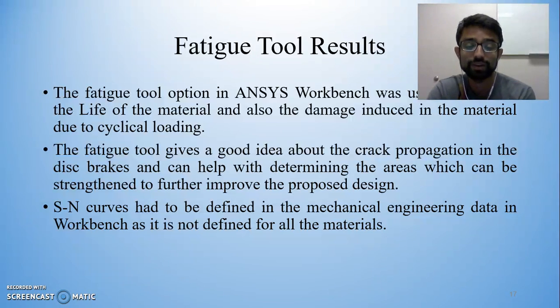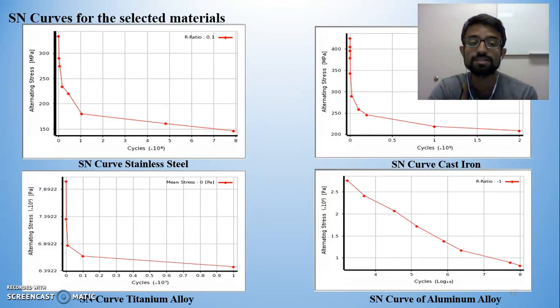Now, for using the fatigue tool in ANSYS Workbench, the SN curves for some of the materials had to be defined, as they were not defined for all the materials that were selected for the analysis. This is a quick look at the various SN curves for the selected materials. We'll be starting from the left, which is stainless steel, and moving counterclockwise. Moving clockwise, we have the SN curve for iron, cast iron, aluminum alloy, and lastly for titanium alloy.